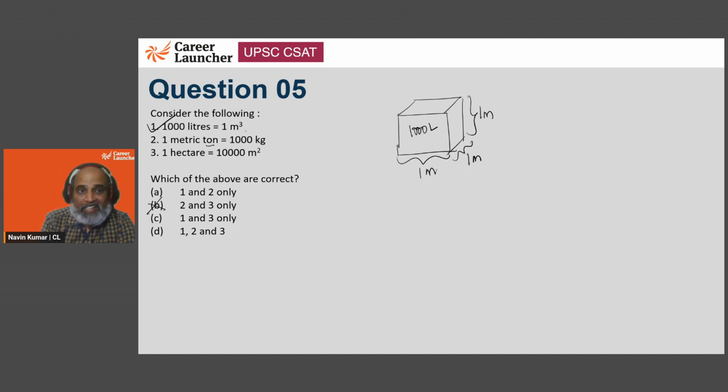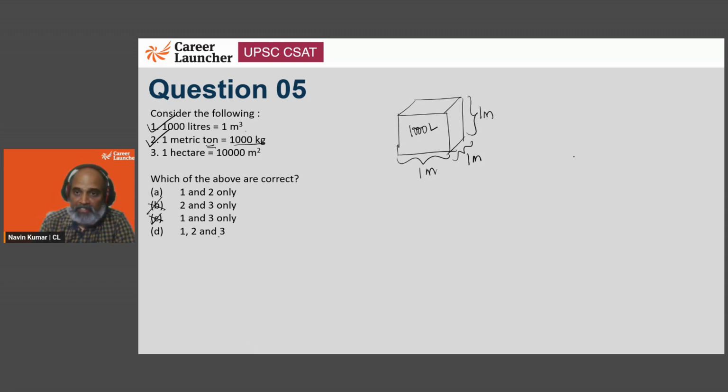Now 1 ton is 1000 kg. Now this is a very, very standard conversion that we are aware of. So since second is also correct, we have to check the third as well. What is 1 hectare? A hectare is how you calculate area of a land. Like you calculate the area of a phone screen, and if you try to calculate the area of a wall and a floor, in the very similar manner, we can calculate area of a piece of land.